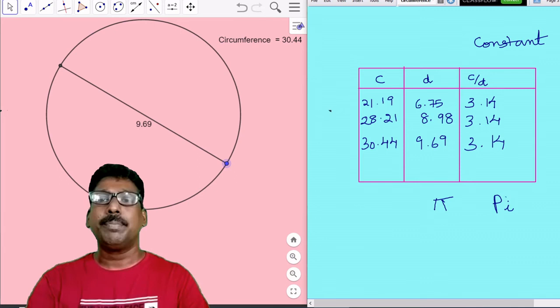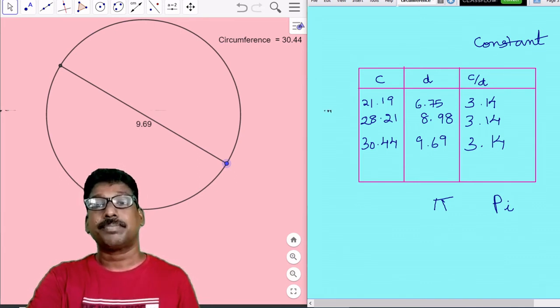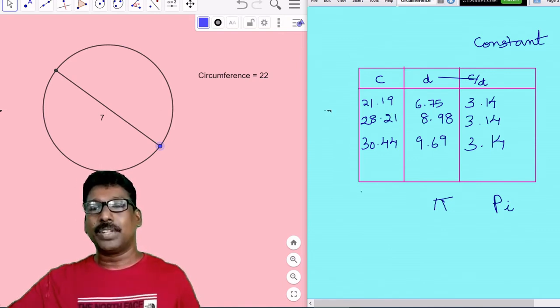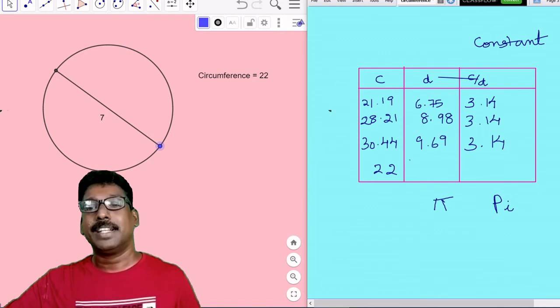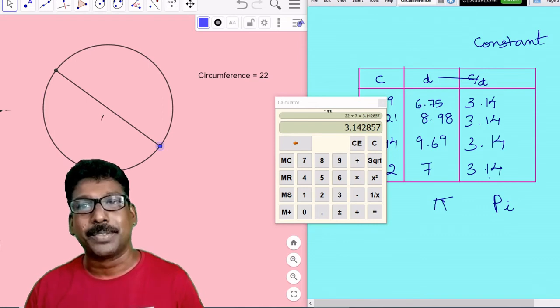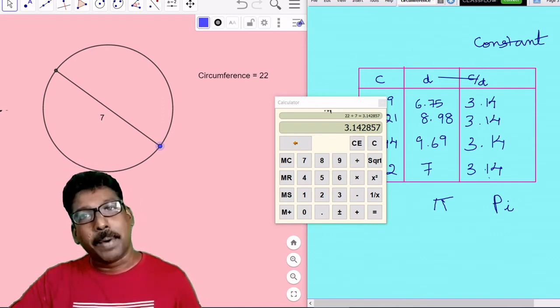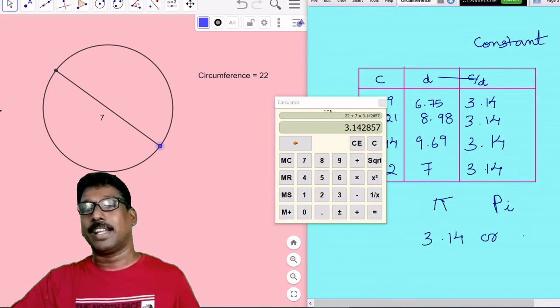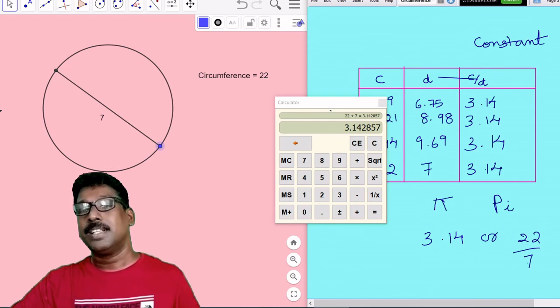Pi. That means in every case, circumference by diameter you are getting 3.14. Now let me take another case. Now look here. What is the circumference and diameter? Circumference is 22 and diameter is 7. What is C by D? That is 22 by 7. Still it is 3.14 cut to 2 places of decimal. So the value of pi, you can either take 3.14 or write it as 22 by 7.